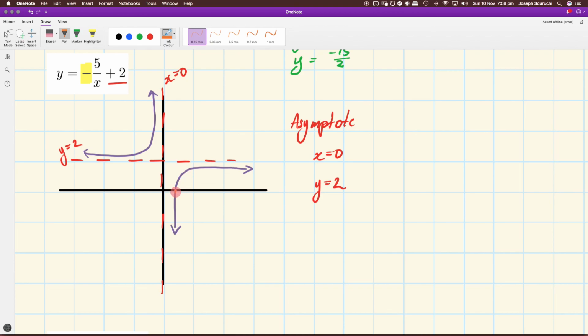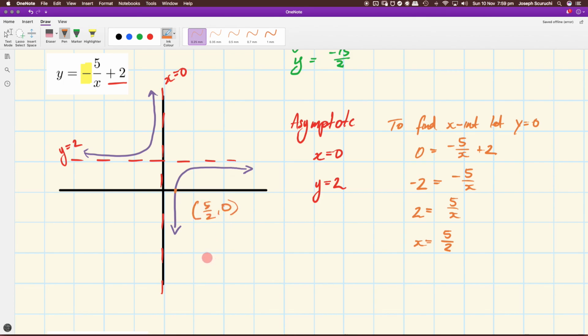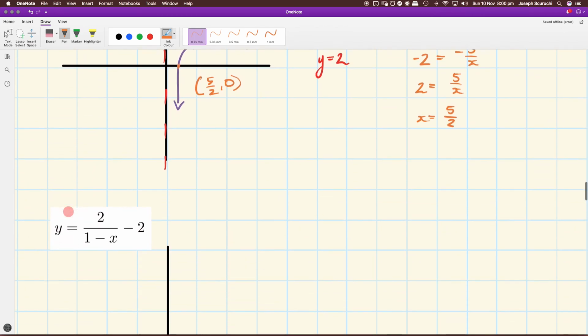Perfect. And again, I'm going to have to find my x-intercept. So to find the x-intercept, let y equal 0. And to do this, I'm going to go 0 equals negative 5 over x plus 2, minus 2. Add 2 to both sides. Divide both sides by negative to get rid of that. Do some switching around. I'm going to get 5 over 2. So right here will be 5 over 2 and 0. Perfect. Most important part about this is that reflection right here. Let's move on to our next example.